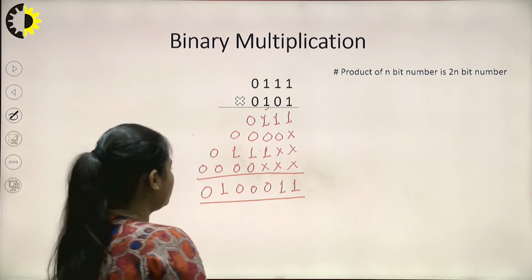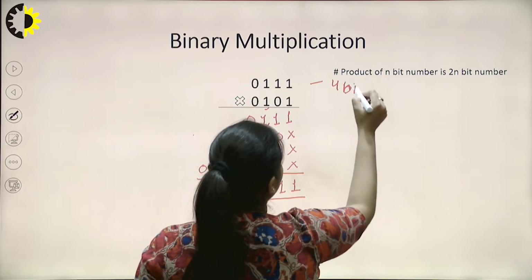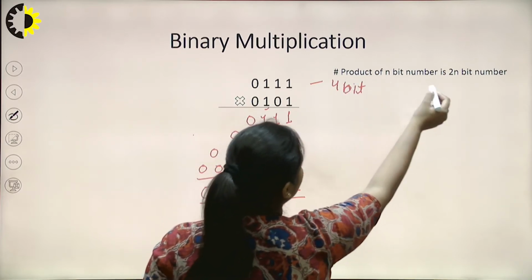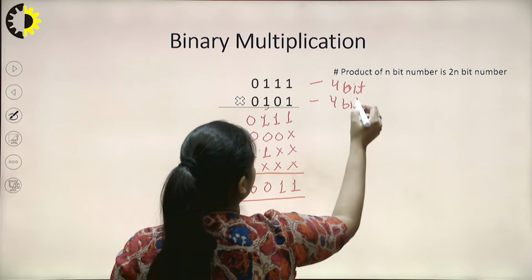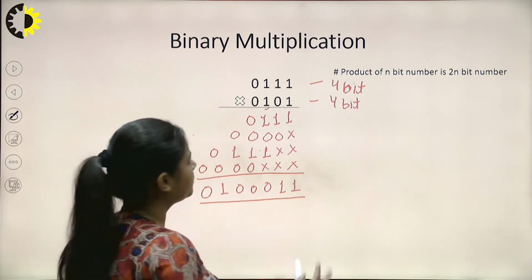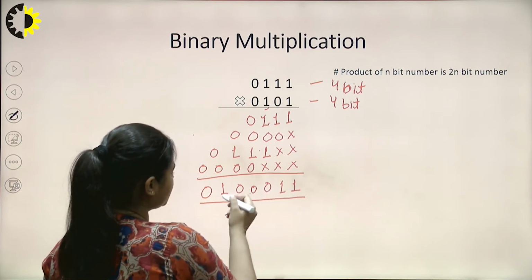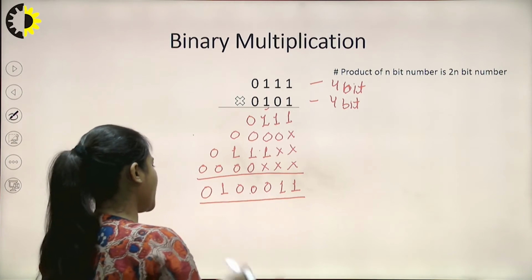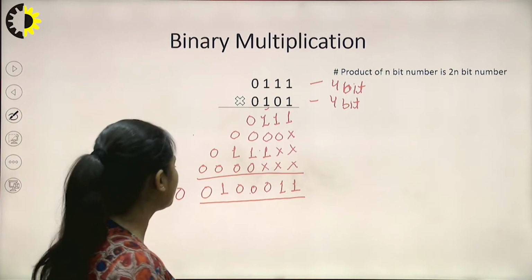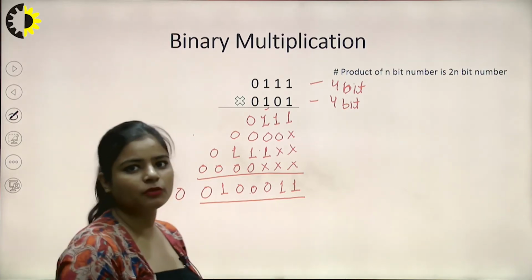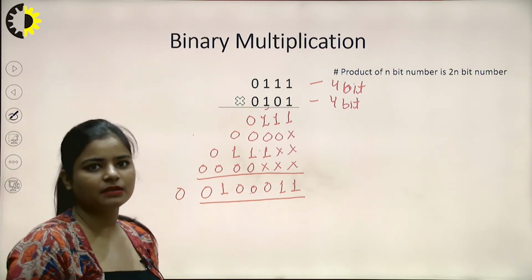So here we are having a 4-bit number, which means you can see that the product of two n-bit numbers is always a 2n-bit number. So we are having two 4-bit numbers, hence the product of these 4-bit numbers will always be an 8-bit number. But in our answer we have 1, 2, 3, 4, 5, 6, 7, a 7-bit number. So we will just add a 0 here, so that a 4-bit number multiplied by a 4-bit number gives an 8-bit number as output. So this was our basic binary multiplication.